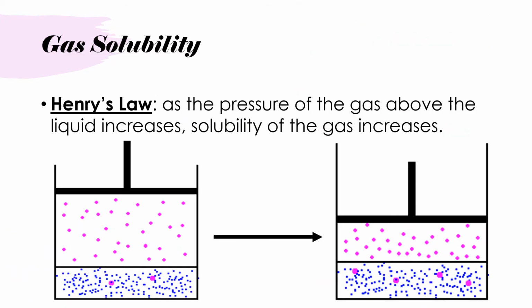Gas solubility. In terms of pressure, we have Henry's law. As pressure of the gas above the liquid increases, solubility of the gas increases as well. We see this demonstrated in the picture. The purple dots are the gas particles within the piston. The piston is this, and there are more purple dots in the water after the piston is lowered. When the piston is lowered, that means there's an increase in pressure. And that is right there, increase in pressure.